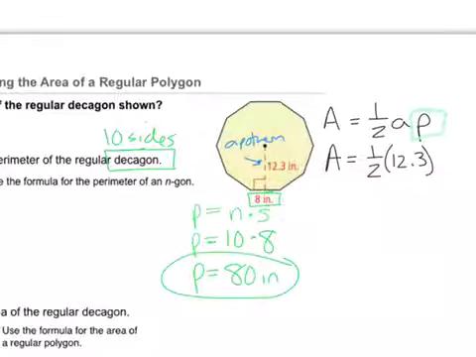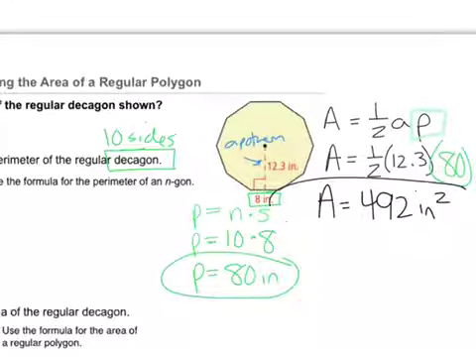And now I can plug that in here. From there, guys, all I'm going to do is use my calculator to figure out the area. I'm just punching that in right now, and I'm figuring out that my area comes out to be 492. And don't forget, when we find area, it's always units squared. So 492 inches squared.